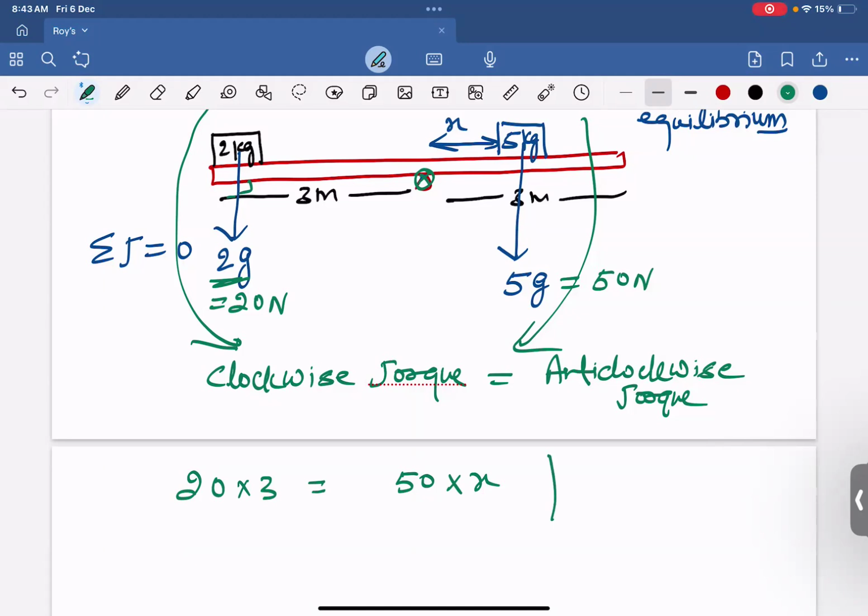That means we get x is equal to 60 divided by 50. That means you should keep x at 1.2 meter. So if you keep this 5 kg at 1.2 meter, the system will remain in equilibrium because net torque becomes 0. Understood?